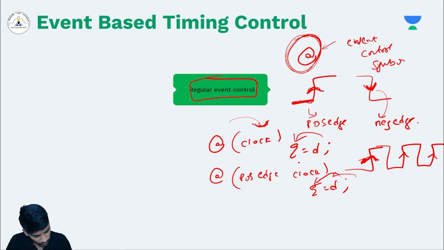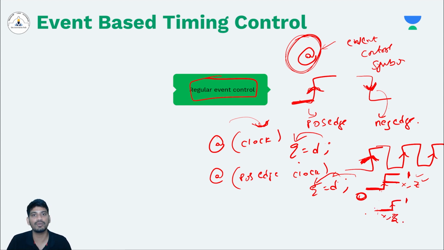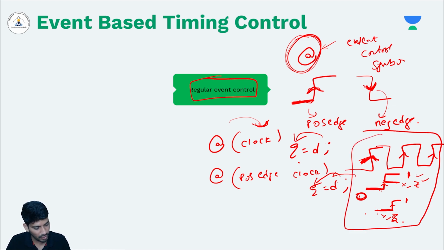The positive edge can be of different kinds. One is the positive transition from logic 0 to 1, which is a positive edge, or logic 0 to either x or z. Both of these are positive transitions. Even a transition from x or z to 1 is also a positive transition. Whenever you write posedge, it means a transition from 0 to x or z, or 0 to 1, or x or z to 1. All of these are positive edges.